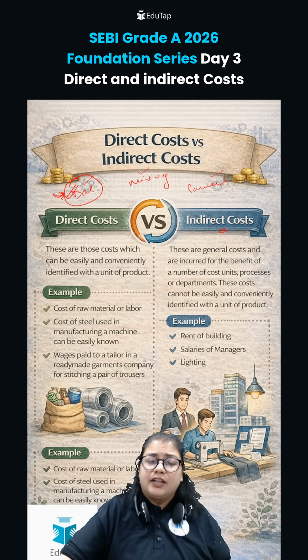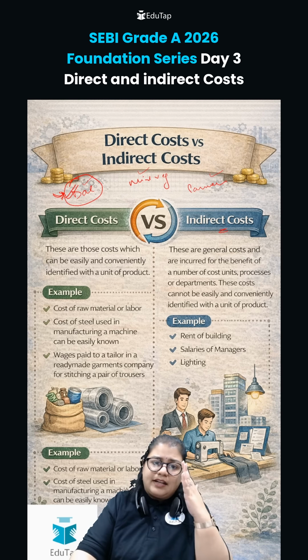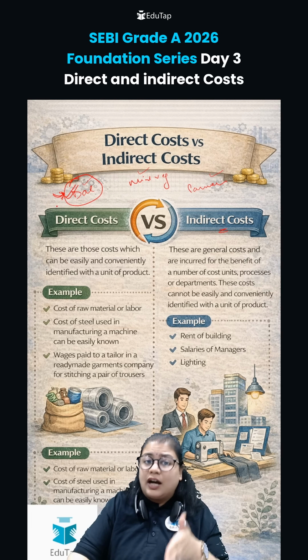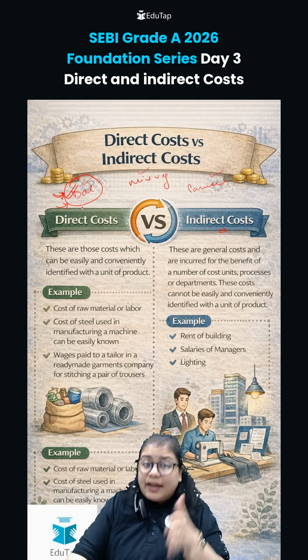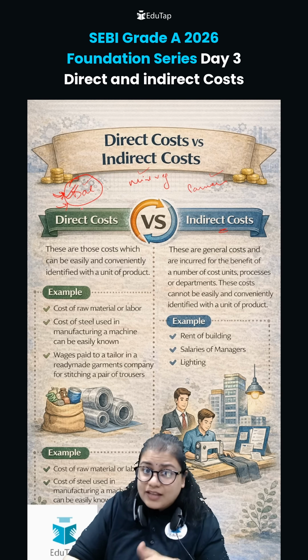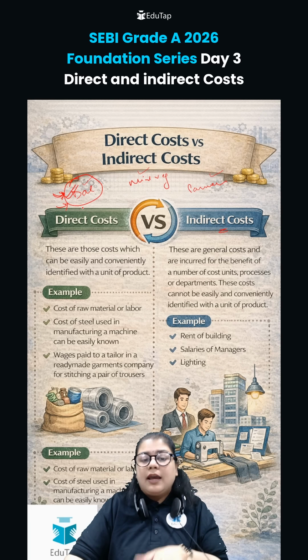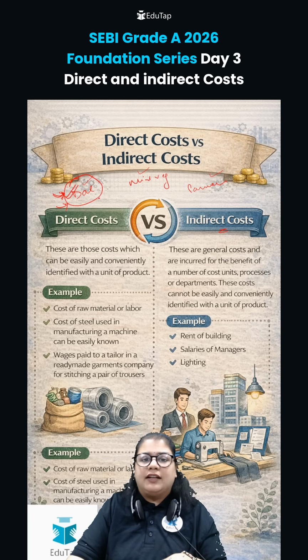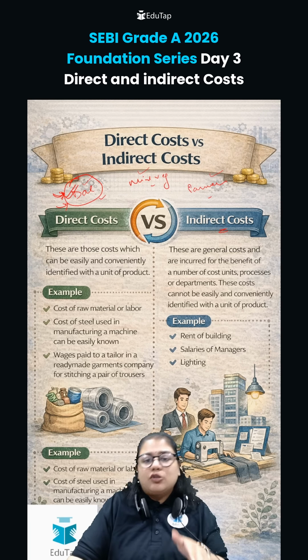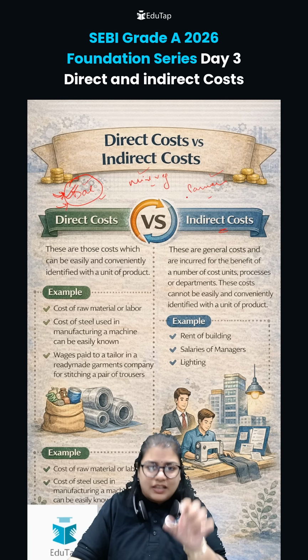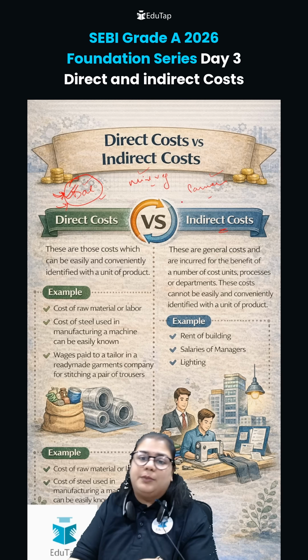And if you are hiring a specialized chef to produce only dal, to cook only dal, then I can say the salary of that chef will be a direct cost. But if that chef is producing everything like dal, mixed veg, paneer also, I cannot directly attribute it to a single product, so hence that will be an indirect cost.